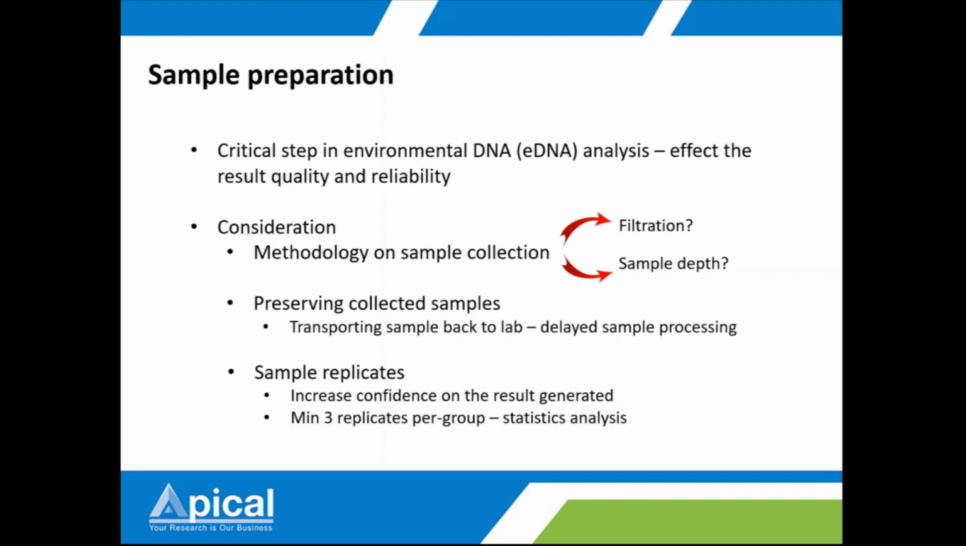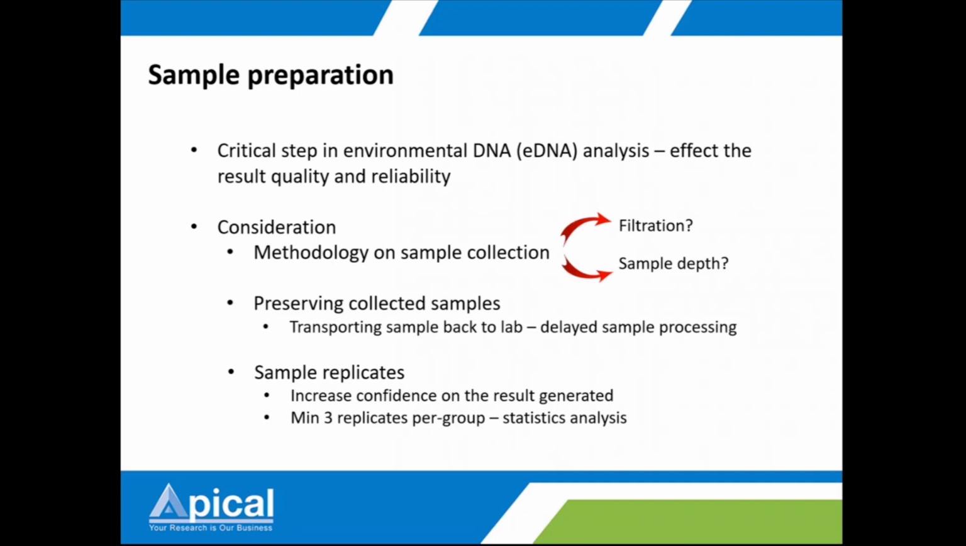We advise a minimum of 3 replicates per group. It depends on the environment, I can say, but for us, Apical Scientific, we request at least three replicates per group for us to allow a statistical analysis. When I say 3 replicates per group, it means that let's say you want to do a comparison analysis of seawater at different time points. Let's say you want to collect samples in January, and then you have a second group which is in June, for example, early and the middle of the year.